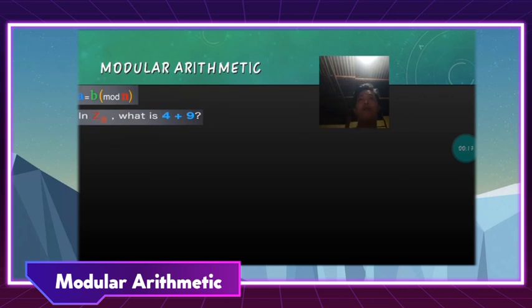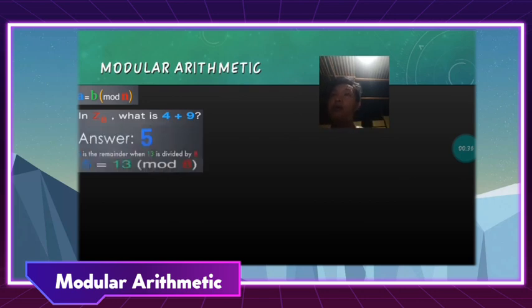If we were asked to find 4 plus 9 in Z sub 8, or in other words, if we divide by 8, what is the remainder of 4 plus 9, or 13? And that is 5, the remainder when 13 is divided by 8. So we write 5 is equal to 13 modulo 8.